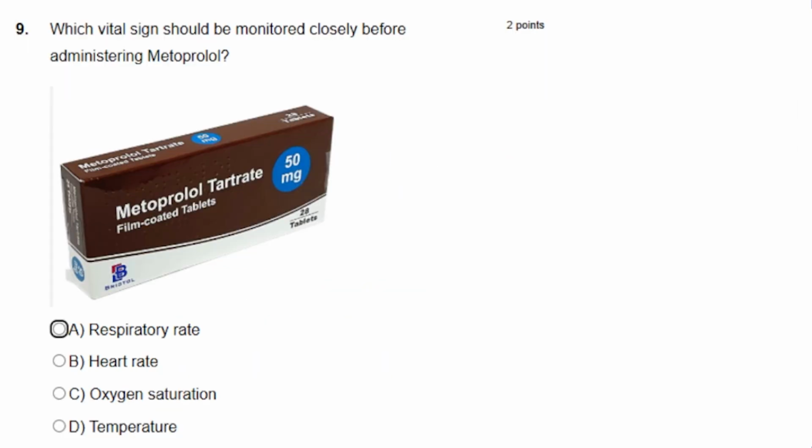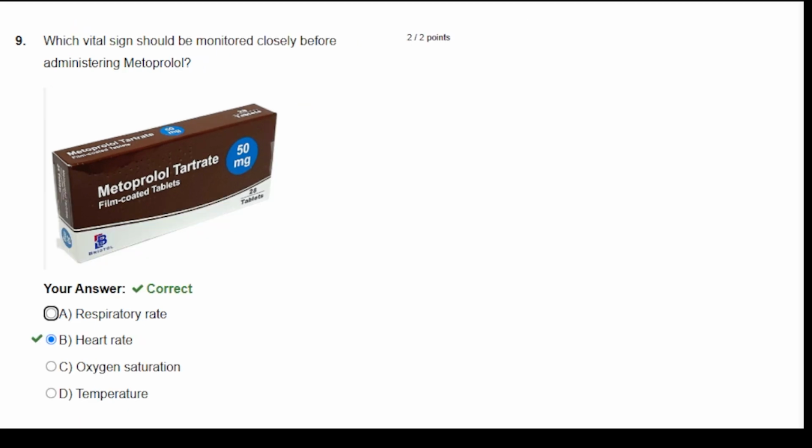Which vital sign should be monitored closely before administering metoprolol? A. Respiratory rate. B. Heart rate. C. Oxygen saturation. Or D. Temperature. If your answer is heart rate, definitely correct.